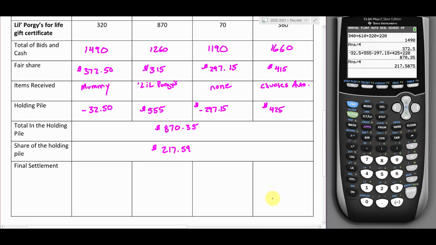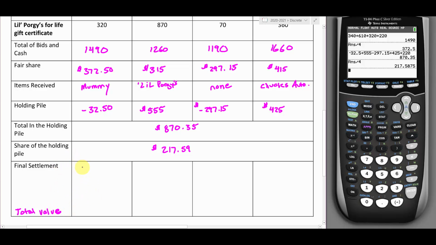All right, so now we're ready to calculate that final settlement. When we do the final settlement, all we got to do is look at what item they received, and then look at what happened with the holding pile and the share of the holding pile. So they got money, then they got money again, and you add it all up to get a total value. So down here at the bottom, we're just going to indicate the total value of their settlement. Okay, so I'll do one here with you.